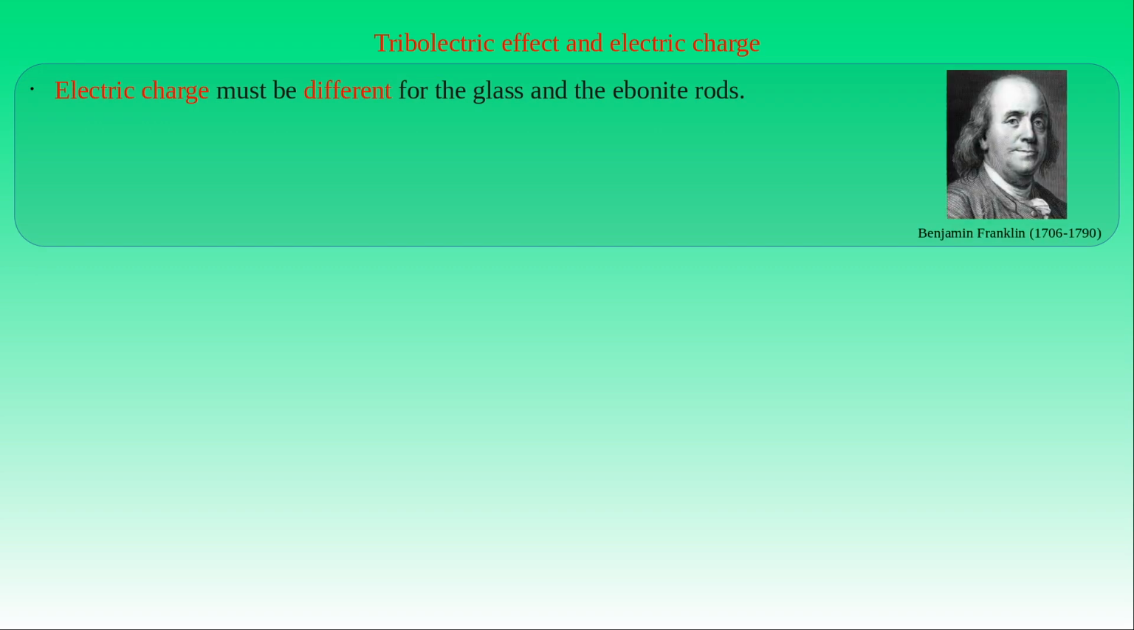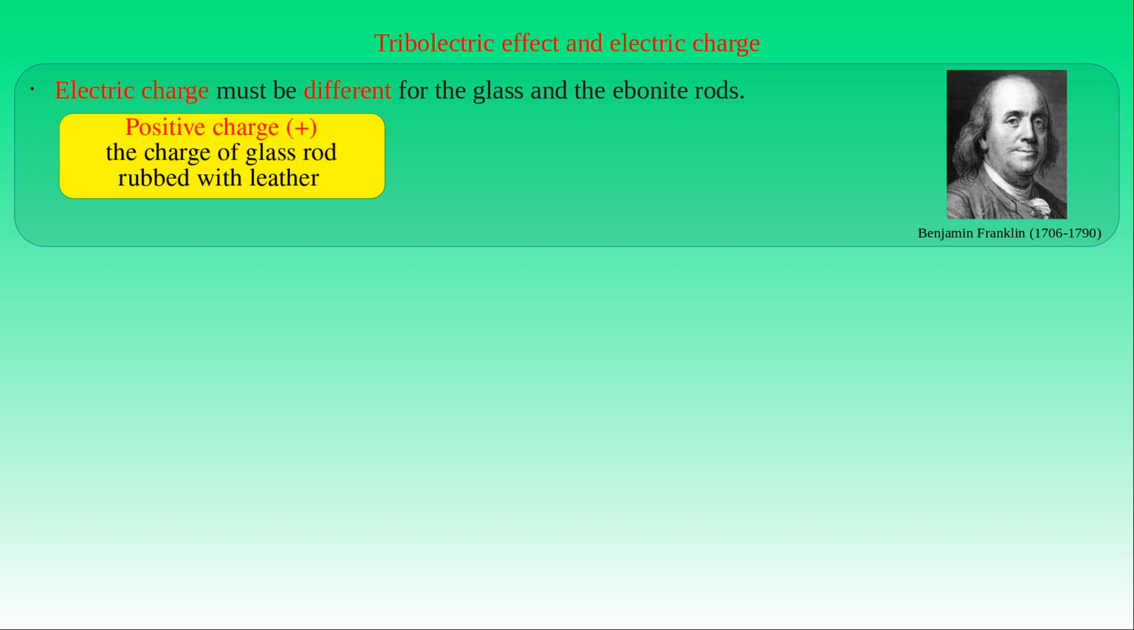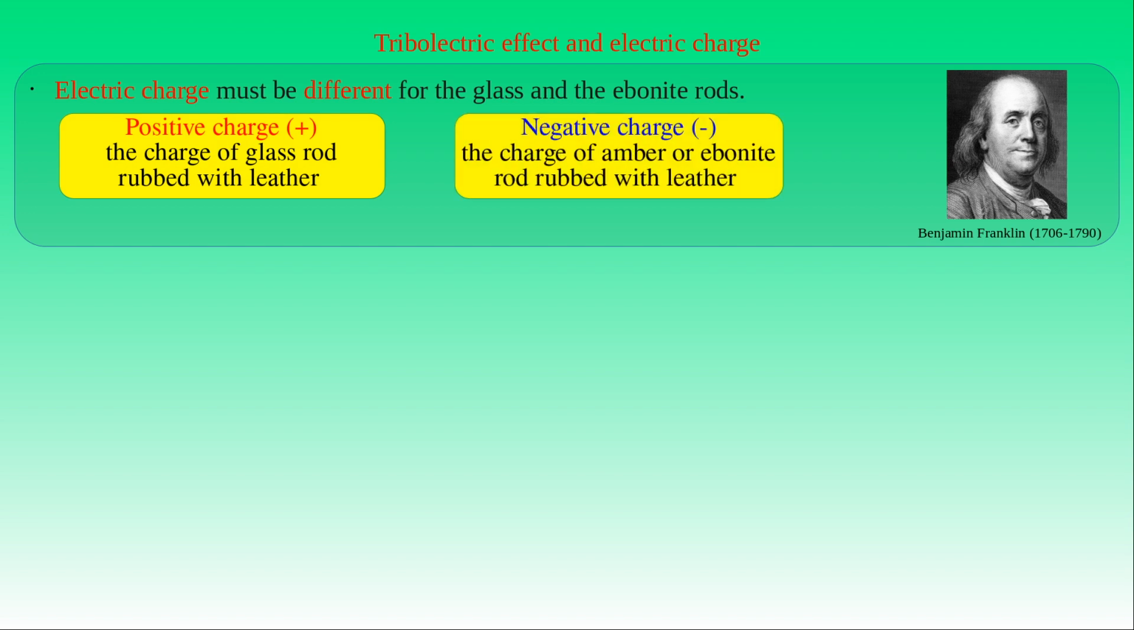Benjamin Franklin gave a simple interpretation of this phenomenon. He assumed that there are two types of electric charge, positive and negative. He called the charge of the glass rod rubbed by leather positive, and the charge of the amber or ebonite rod rubbed with wool negative. Based on this interpretation, the experiments show that opposite charges attract each other, while like charges repel each other.